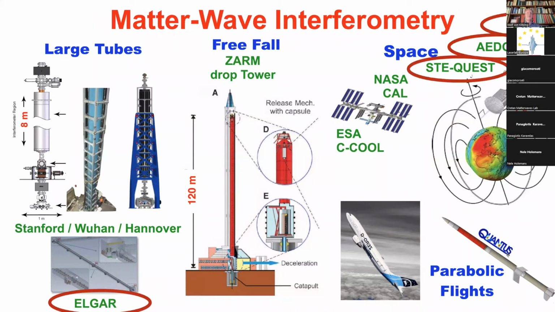My research group is involved in a number of aspects there. There's also ELGAR, a huge interferometer, 20 kilometers long, with 60 atom interferometers linked through an optical cavity in order to get gravitational wave detection. That's a proposal we're working on. STE-QUEST is already selected for phase two as a satellite, which looks at how atoms drop. AEDGE is a gravitational wave interferometer in space, also a proposal. SAGE is an atom clock experiment, and so forth.